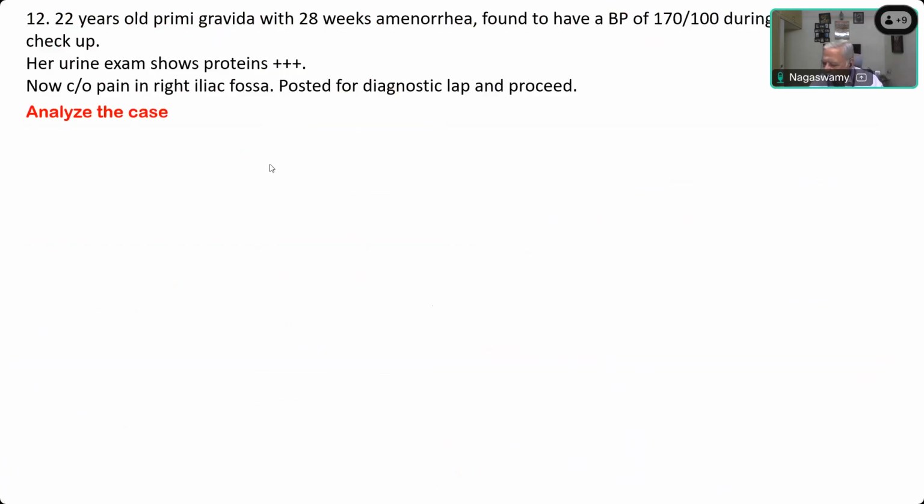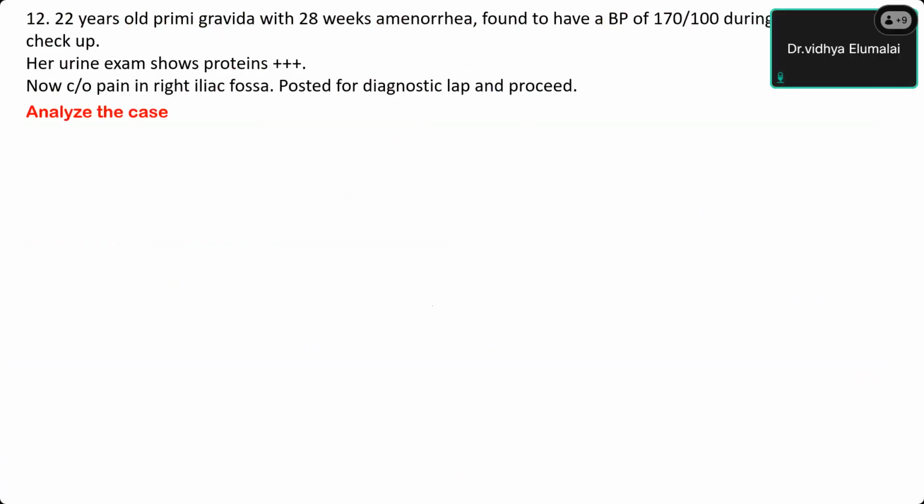We'll finish this and have the other questions for the next class. So a 22 year old primigravida with 28 weeks of amenorrhea is found to have a BP of 170 by 100 during antenatal checkup. A urine examination shows proteins 3+. Now the patient complains of pain in the right iliac fossa, posted for diagnostic laparoscopy and proceed. So what is the analysis of this case?